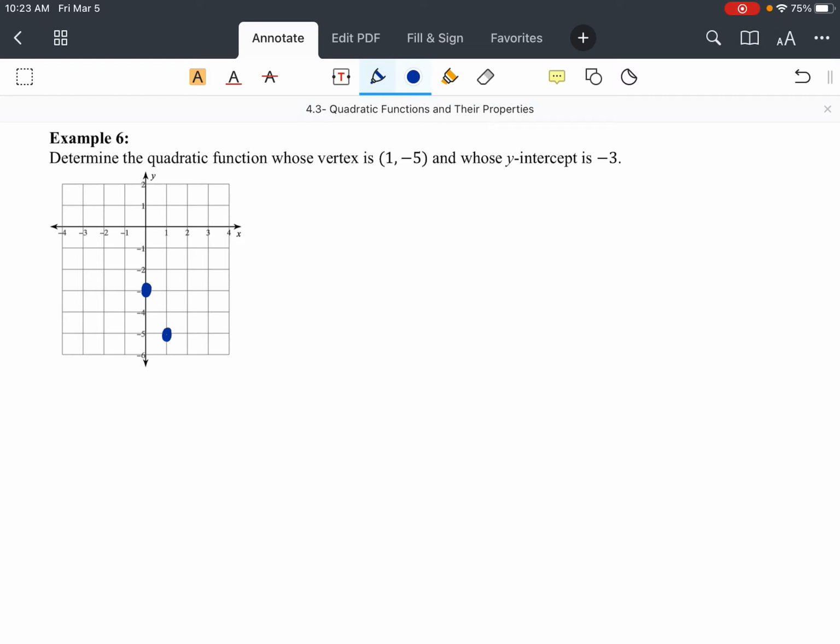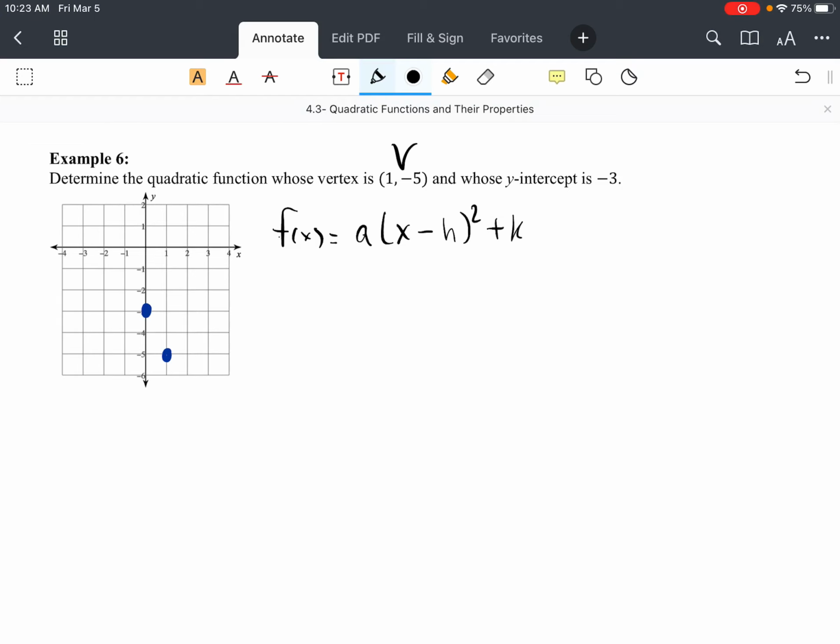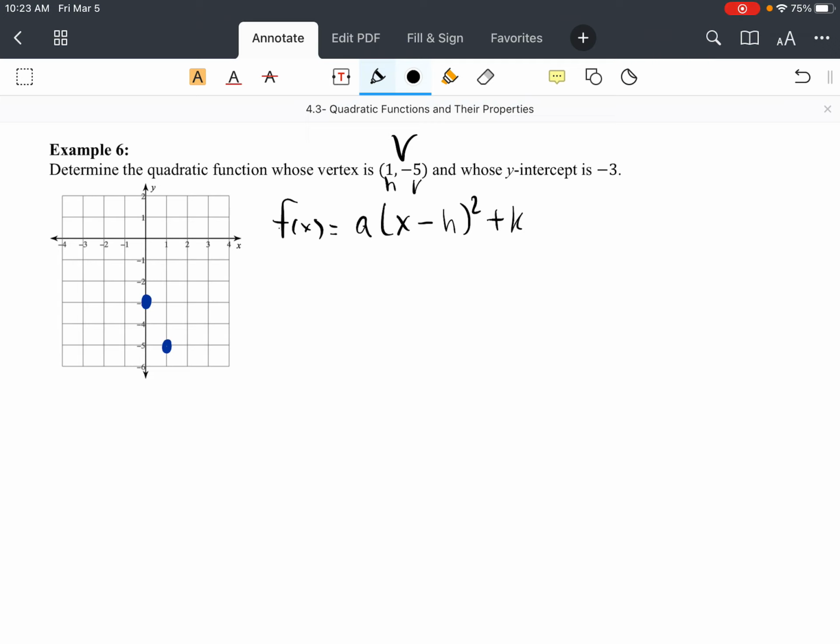Okay, so by looking at this, there's not a whole lot we can tell. It's either going to be opened up or down. So what we need to do is start calculating and figure out how this is going to look. So the first thing I'm going to do is start with our basic function notation, right? So we've got f of x equals a times, we want this in vertex form, so (x minus h) squared plus k.